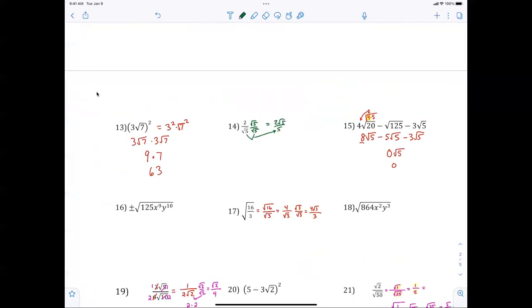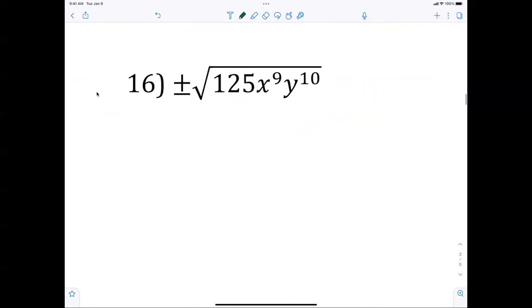All right, here we go. Let's knock out 16. Again, 125. How many times have we done 125? 25 times 5. All right, now x to the 9th breaks down to?